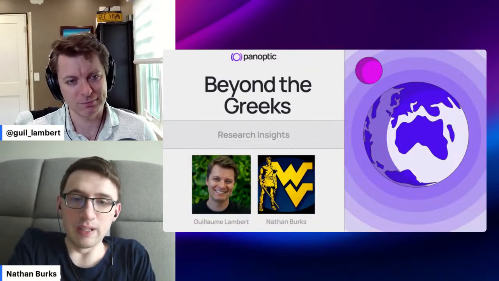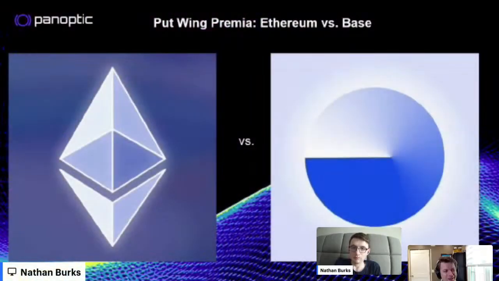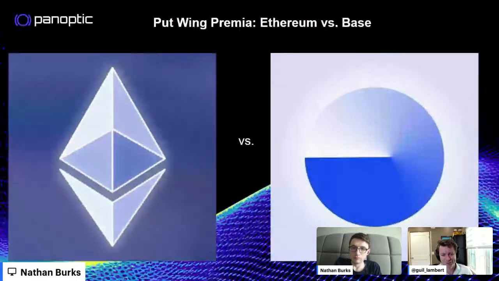Yeah, it's a companion piece to what I did last time about put wing premia, the volatility risk premium, and how those properties translate from a layer one like Ethereum to a layer two like Base. We are indeed launching on Base on Thursday, 2 days from now. So we'll probably have some research topics specific to Base, smaller block times, lower gas fees. It might change the dynamics, or maybe not. Maybe everything stays the same. I'm eager to find out. Take it away with your presentation, Nathan.